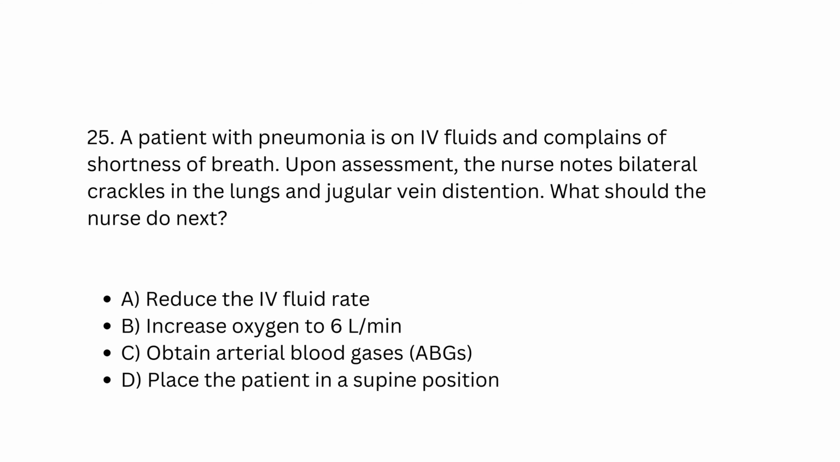25. A patient with pneumonia is on IV fluids and complains of shortness of breath. Upon assessment, the nurse notes bilateral crackles in the lungs and jugular vein distension. What should the nurse do next? A. Reduce the IV fluid rate. B. Increase oxygen to 6 liters per minute. C. Obtain arterial blood gases, ABGs. D. Place the patient in a supine position.